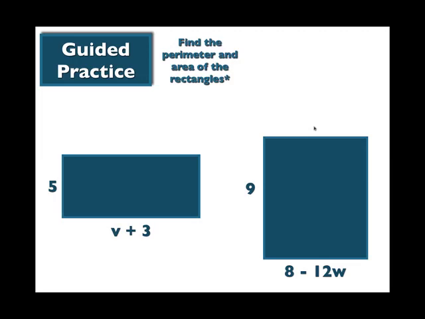And if we have to find the area, we're going to multiply 9 times 8 minus 12w. That gives us 72 minus 108w. These are crazy numbers that really don't make a lot of sense right now, but they will as we move further on into the book. And again, as always, if you have questions, please come and see me before you go on.